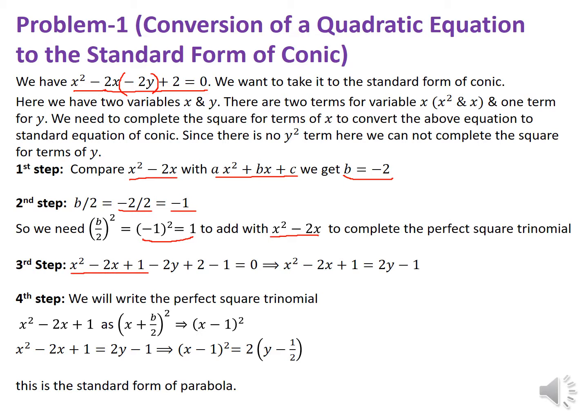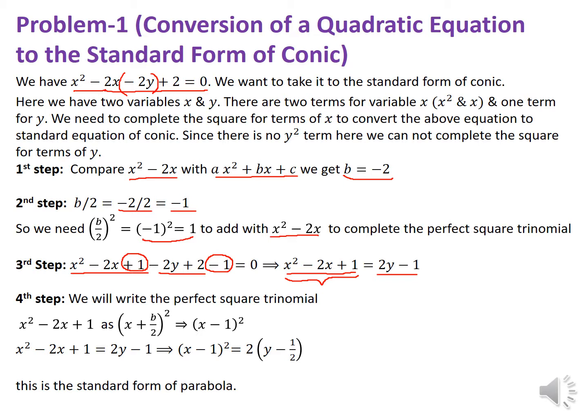x squared minus 2x plus 1, and the rest of the terms we have are negative 2y plus 2. Now here since there was no 1 originally, we need to subtract 1 from this equation also. Then we have x squared minus 2x plus 1 is equal to 2y minus 1. That means we have taken the rest of the terms to the right side. So on the left side we have x squared minus 2x plus 1, which is a perfect square trinomial.